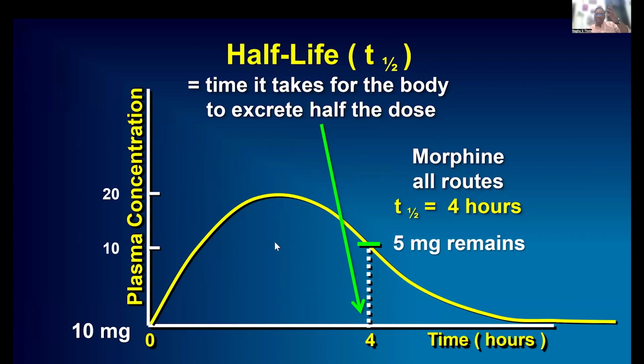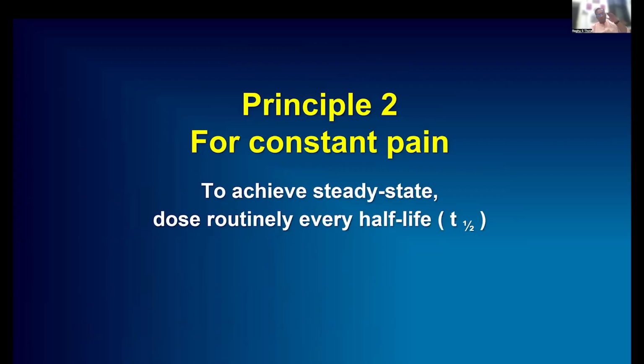And this is for the drugs which follow first order kinetics. It is not for the drugs which follow zero order kinetics or mixed order kinetics, because that's a different thing. I'm not going into much detail. So with morphine as an example, if you give a patient 10 milligrams, after the half-life, that is 4 hours, 5 milligrams of the dose would remain in the body. Just remember this. Our principle 2 is for constant pain. To reduce the constant pain, we have to achieve a steady state. To achieve a steady state, we have to dose our drug every half-life, right? That is our pharmacokinetics. I hope you guys have understood. I think you guys are all with me, right?